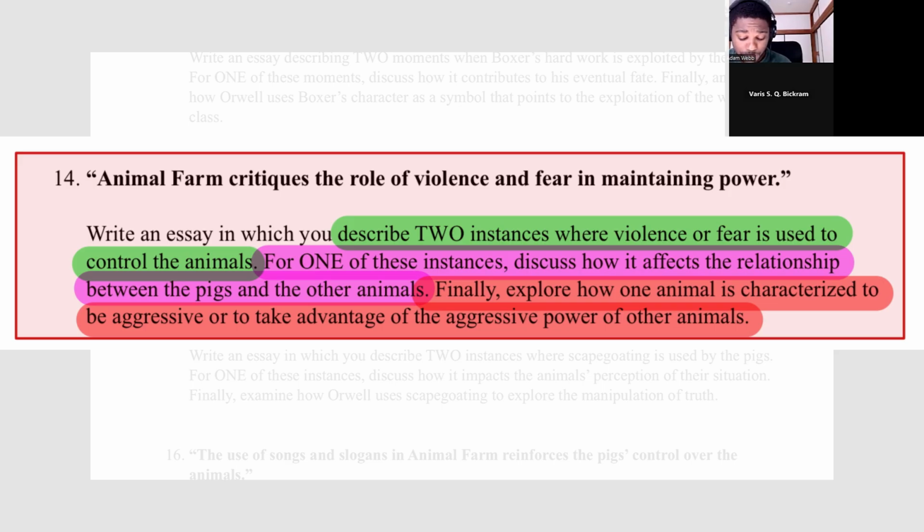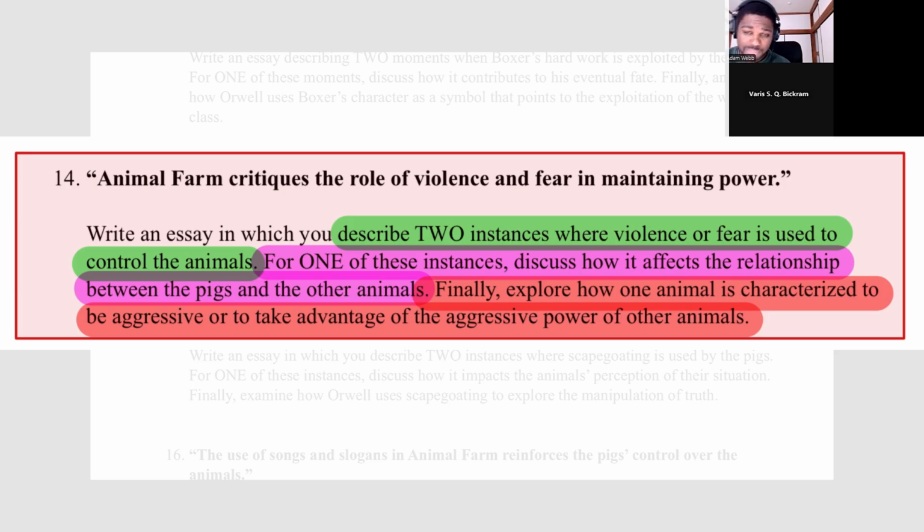So the first step will be finding 2 instances where violence is used. Immediately, I can think of 2 or 3. Then we're going to pick one of these instances and discuss what affects the relationship between the pigs and the other animals. That part isn't so hard. And then we explore how one animal is characterized to be aggressive or take advantage of the aggressive power of other animals. That might be the hardest part for me.